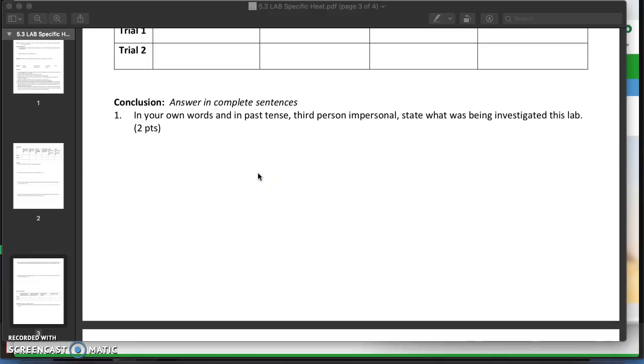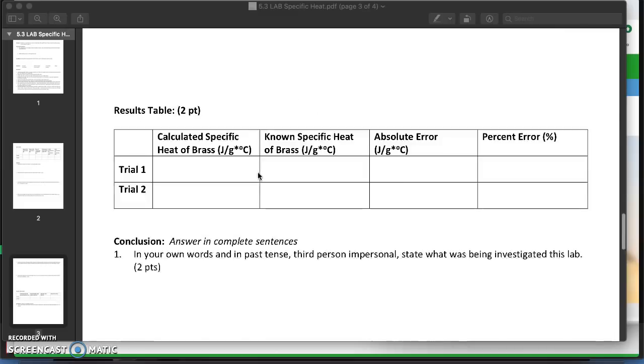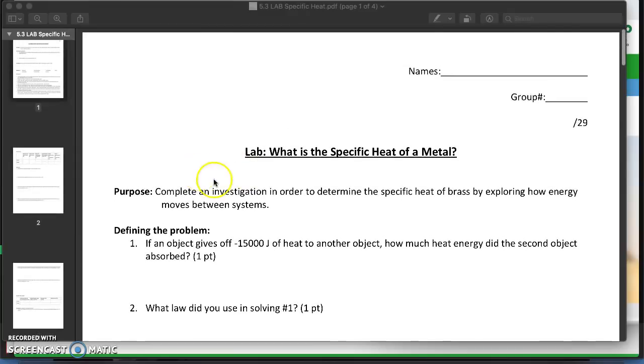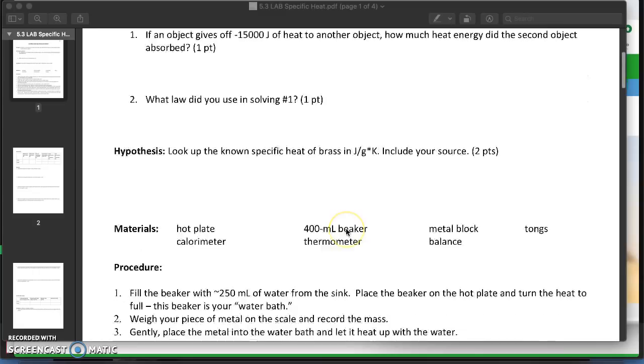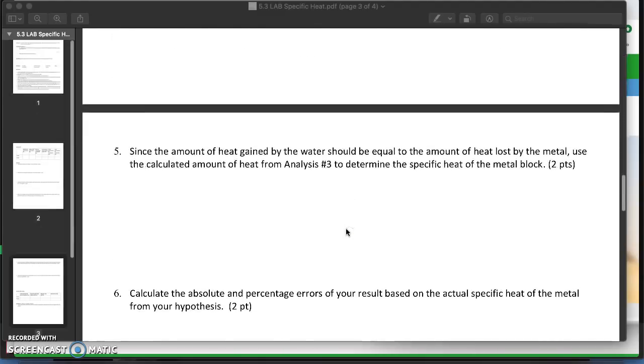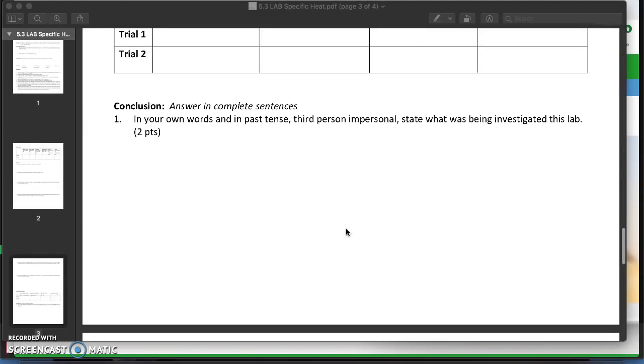So, on to the conclusion. In your own words and in past tense, third person and impersonal, state what was being investigated in this lab. So this is kind of similar to before, right? You might want to look at the question of the lab and the purpose of the lab in order to write a statement of what you were looking for.